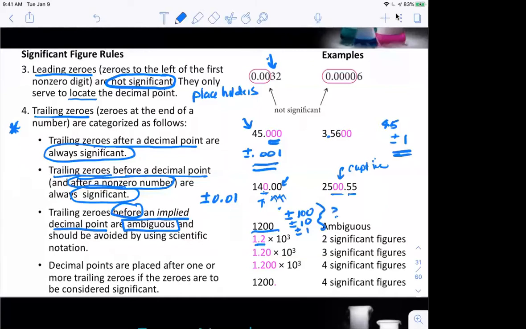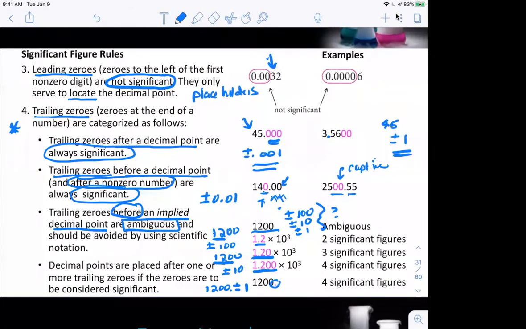If I do it this way, I know I have 1, 2, 0, 0. There's two significant figures. This is plus or minus 100. If I do it this way with 1.20, I have three significant figures, which means I am plus or minus 10. If I do it this way, I have four significant figures, which means that is plus or minus 1.